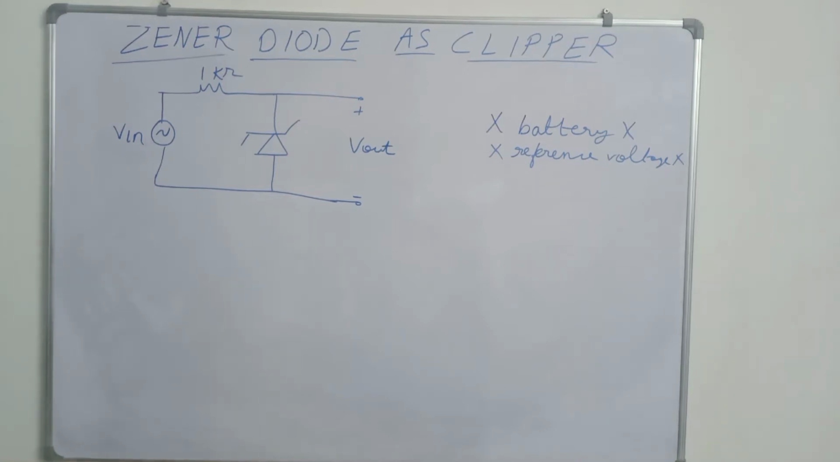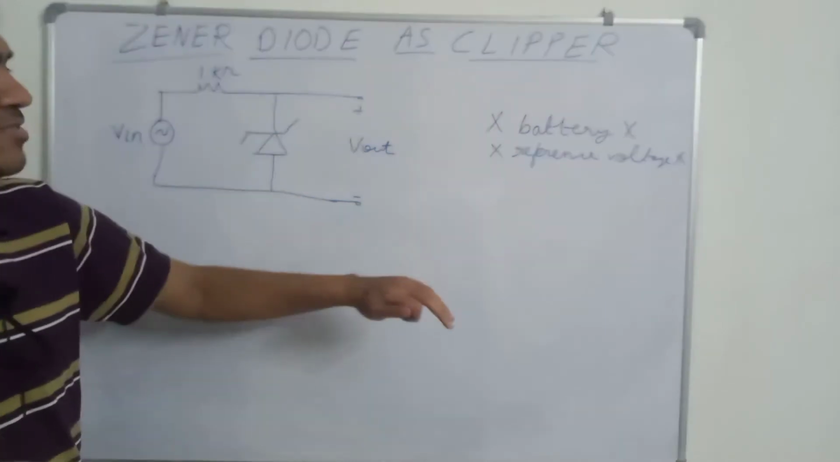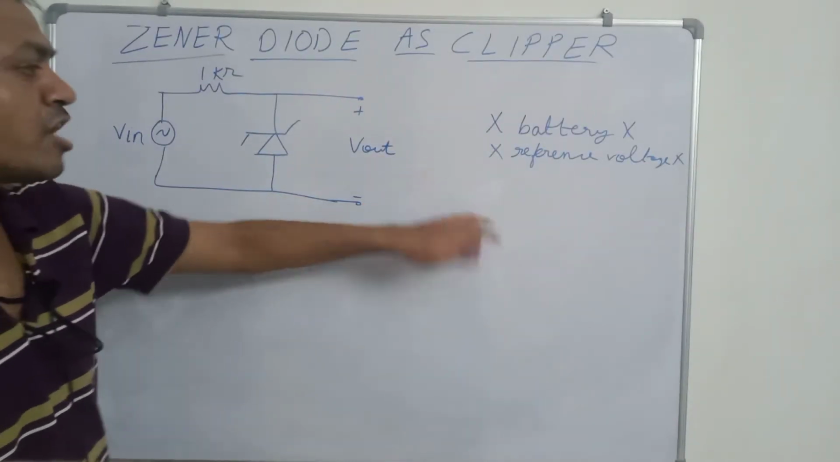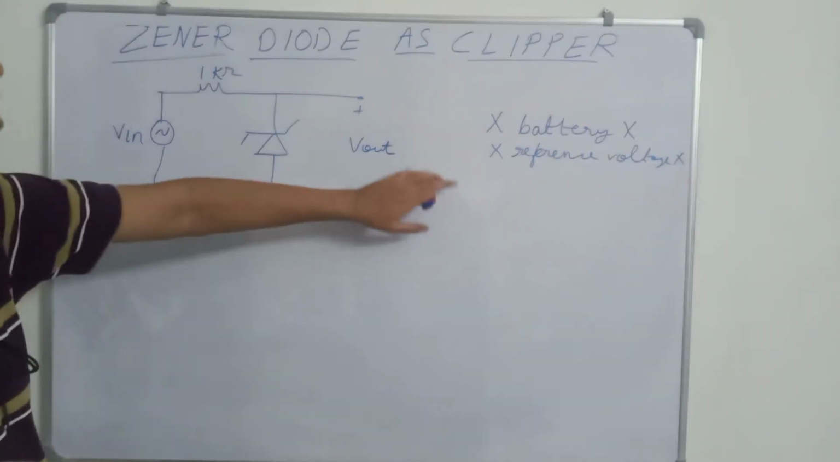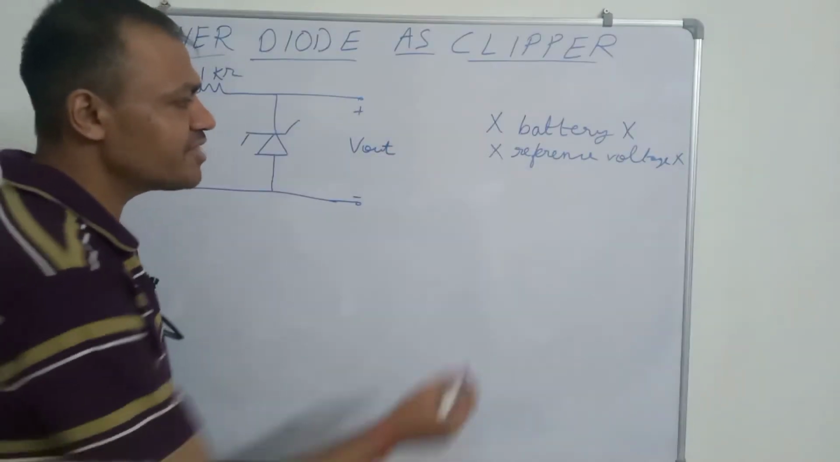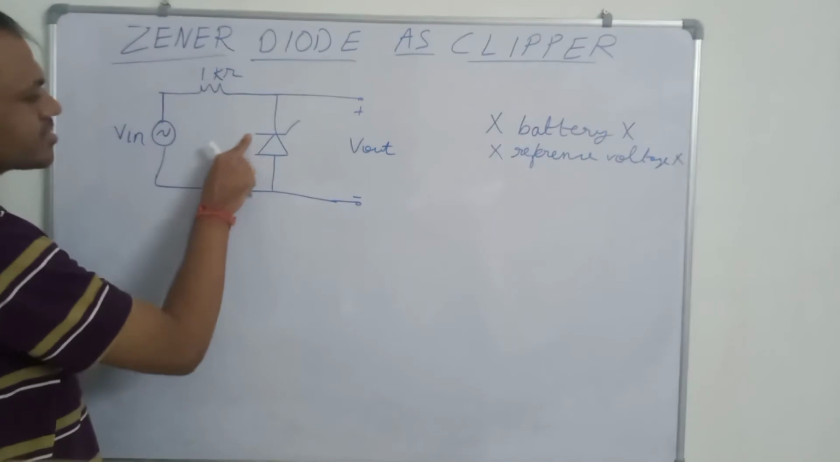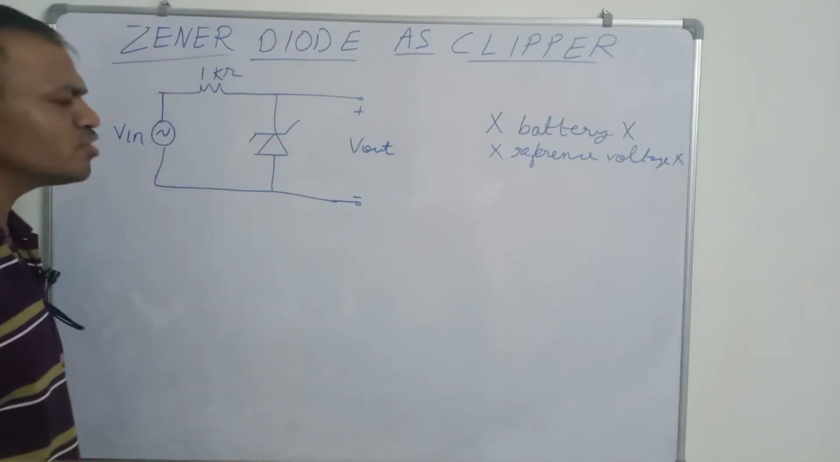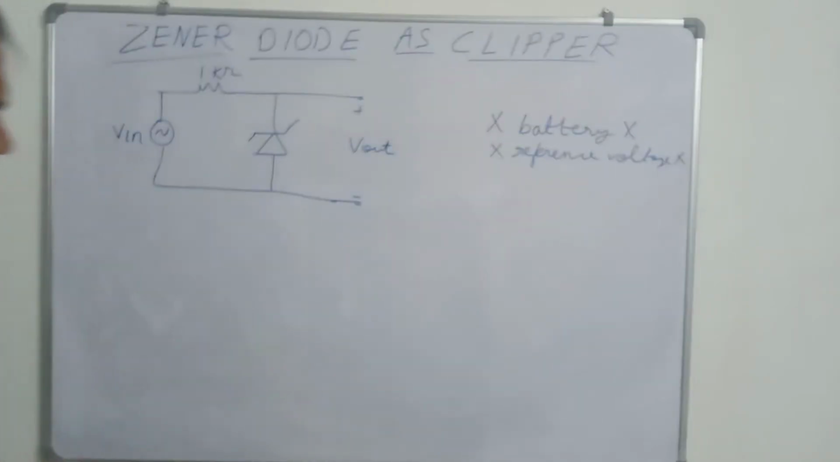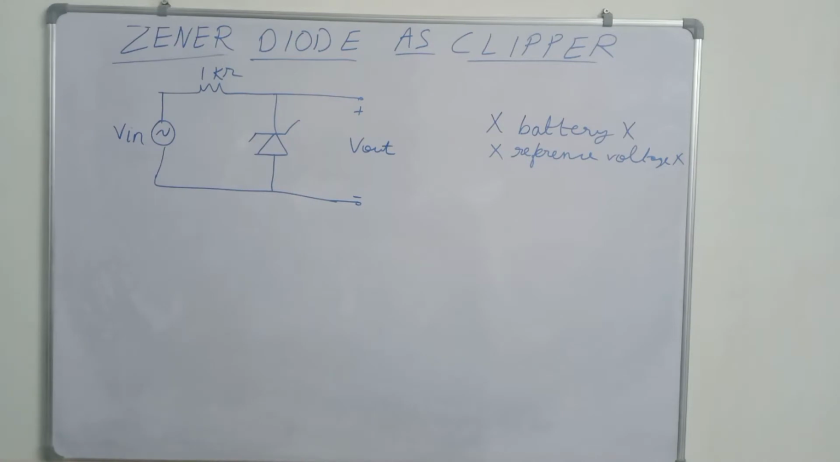Because if we are clipping above or below a reference voltage, then we normally need a battery. But when we are using Zener diode in the clipper circuit, we do not need a battery for a reference voltage, so it saves our hardware cost. This circuit is cheaper. So this is the advantage of using Zener diode as a clipper.